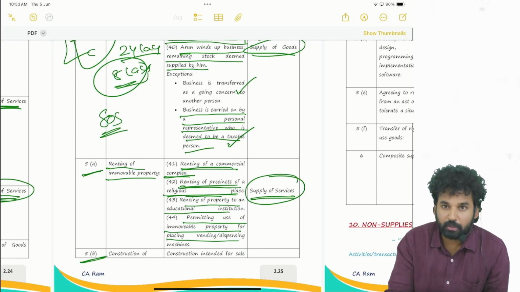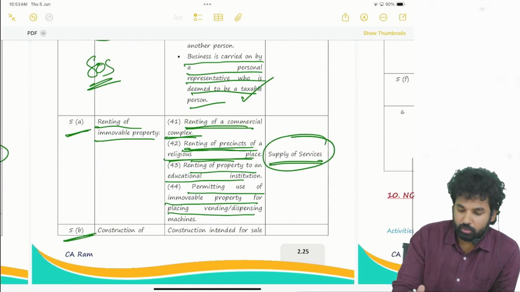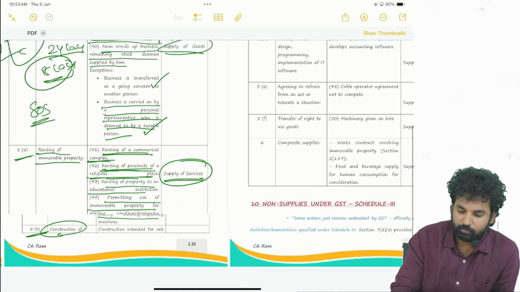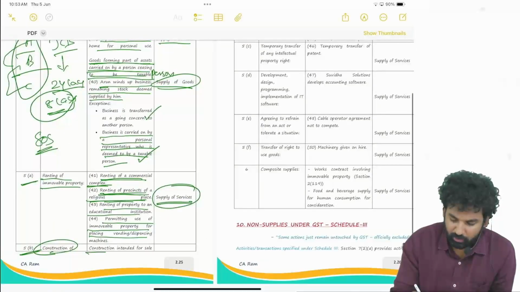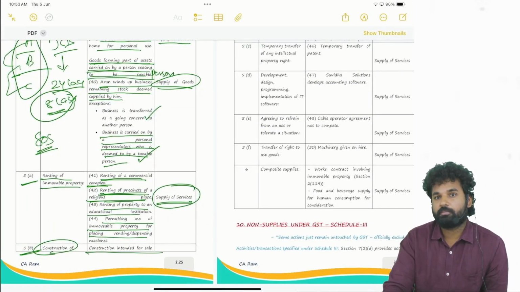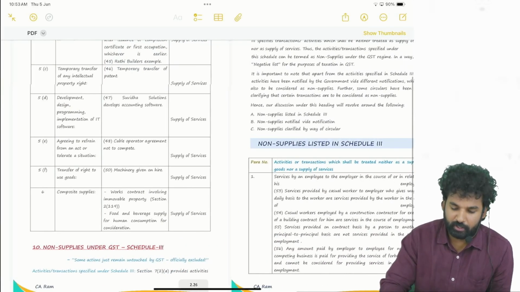Clause A is with respect to renting of immovable property. Clause B is with respect to construction. See here what is written here. Construction intended for sale.